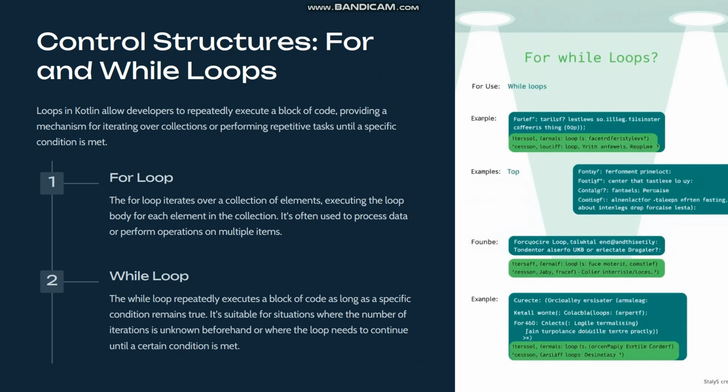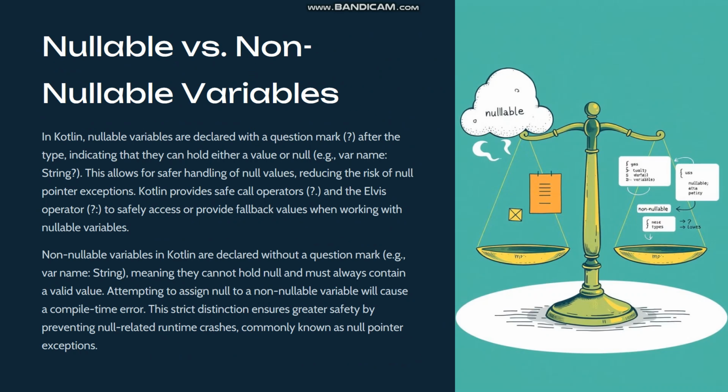The while loop repeatedly executes a block of code as long as a specific condition remains true. It is suitable for situations where the number of iterations is not known beforehand or where the loop needs to continue until a certain condition is met.